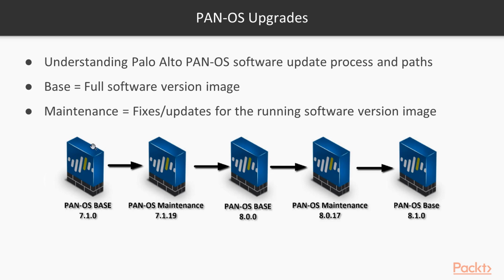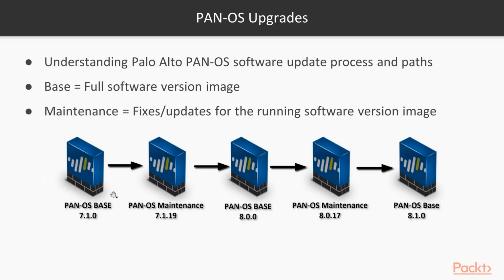So if you take a look at my slide here, I have a Palo Alto running PanOS 7.1.0. I want to go all the way to 8.1.0. There are two types of Palo Alto software upgrades. The first one is your base image. So if you're going to upgrade to a specific PanOS version, you definitely install the base image, which is going to bring you to that level.